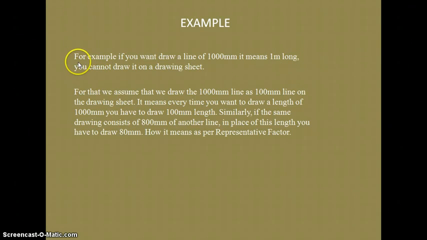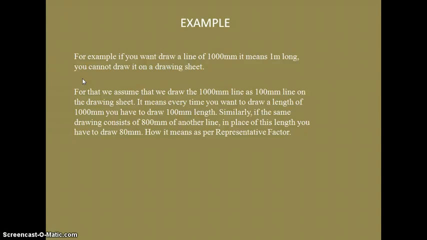So listen carefully. For example, if you want to draw a line of 1000 mm, that means 1 meter long, you can't draw it on a drawing sheet. The drawing sheet will be around an A3 sheet, around 400 mm in length. So 1000 mm is more than 400 mm. In that case we cannot represent the line, or an object consisting of a line of 1000 mm, on the drawing sheet.